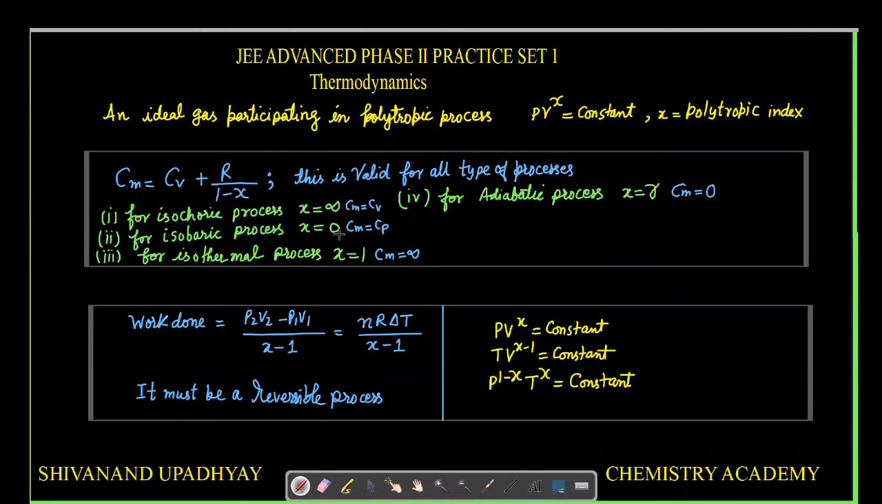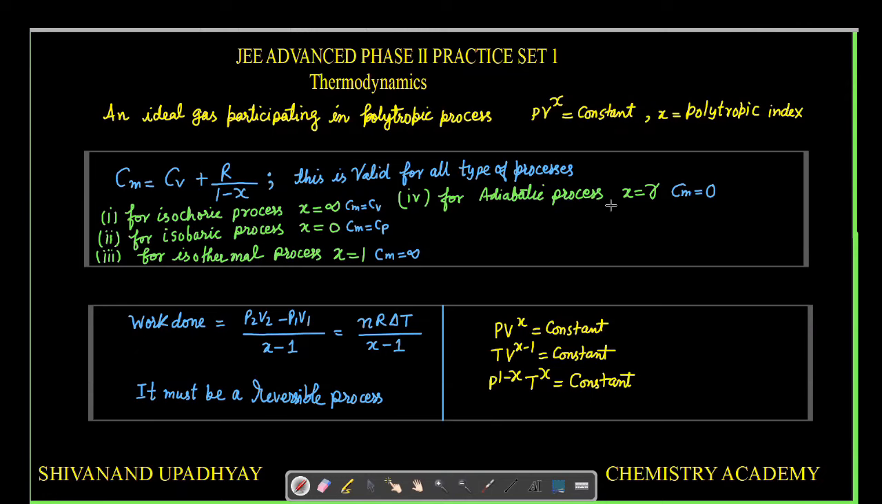For the isobaric process, X is equal to 0. If you put X equal to 0, pressure will be constant, and here we get Cm equal to Cv plus R, and Cv plus R is Cp. For the isothermal process, the definition of isothermal is that temperature remains constant, and the definition of molar heat capacity is the amount of heat required to raise the temperature of 1 mole of a gas by 1 degree Celsius. So if the temperature is constant, even if you provide an infinite amount of heat, the temperature will not change. So molar heat capacity in the isothermal process is equal to infinity.